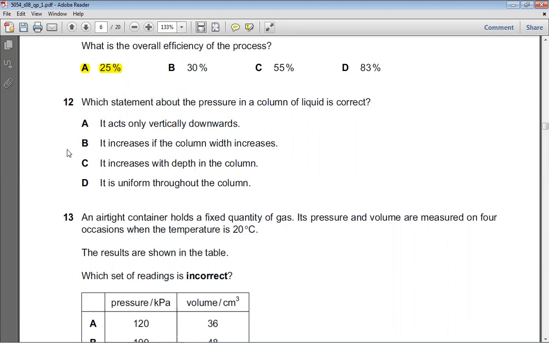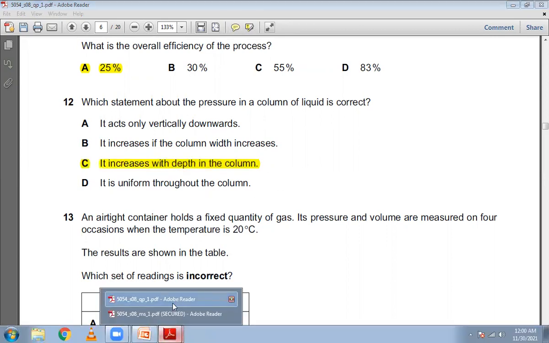Which statement about the pressure in a column of liquid is correct? It acts only vertically downward. No, it acts in all directions, I think. It increases if the column width increases. That is wrong. It increases with the depth in the column. It is uniform throughout the column. That is wrong, because the pressure increases as you go deeper and deeper. So I think C looks the best option to me. It increases with the depth.